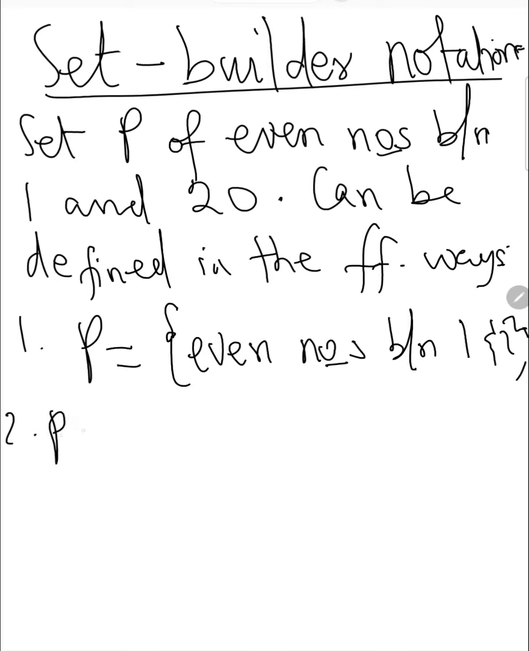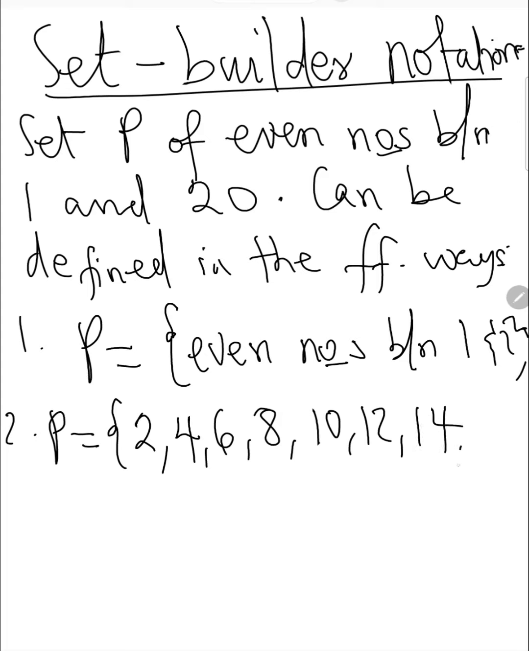Let's look at the second way. We can write it as P is equal to, instead of saying even numbers between 1 and 20, because we know the numbers, we can write them. What are the even numbers between 1 and 20? Don't forget, I've given you the definition for even numbers, which are numbers which, when divided by 2, have a remainder of 0. So 2, 4, 6, 8, 10, 12, 14, 16, 18, and 20. Then you close the bracket.